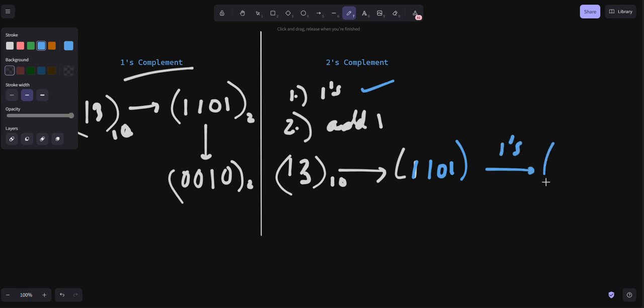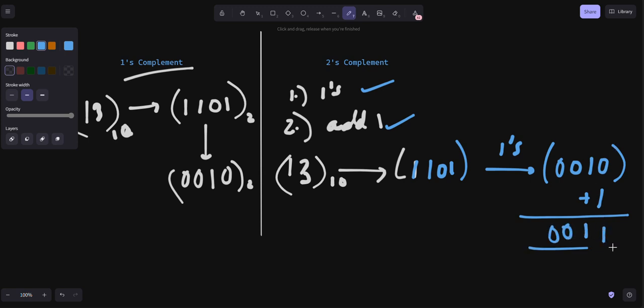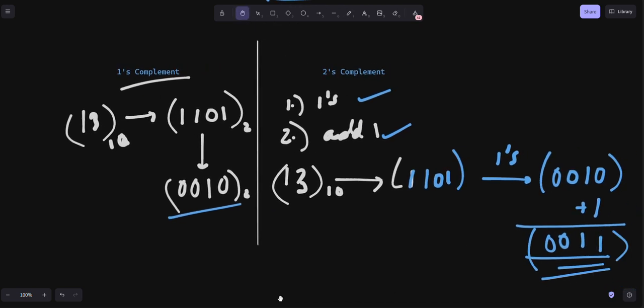One's complement you can do, which will be what? It will be 0010, right? And then you need to add one. How you can add one, the logic is not complex. 1 plus 0 is 1, so 0011. This is what you will get as two's complement. So the output of one's complement is this, the output of two's complement is this, right? So please just understand this whole concept right here. We'll be using one's complement a lot, right?